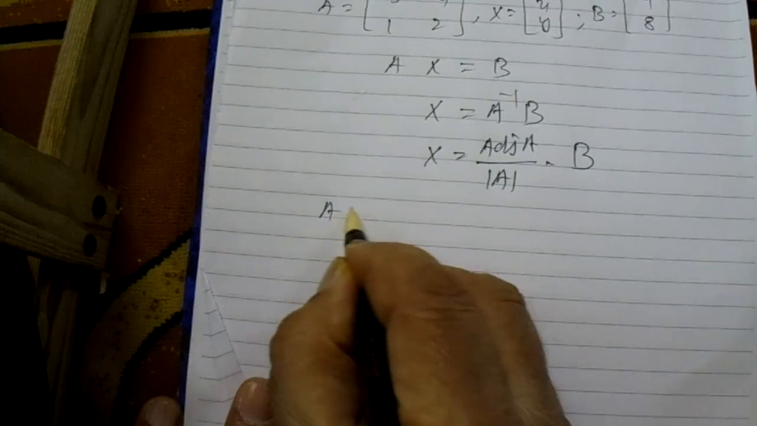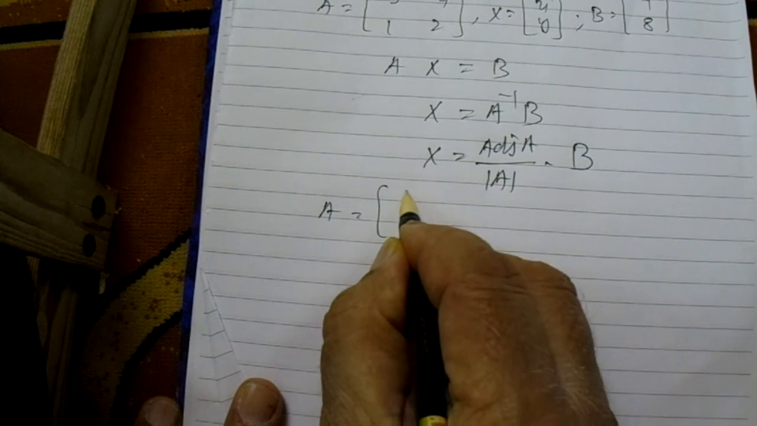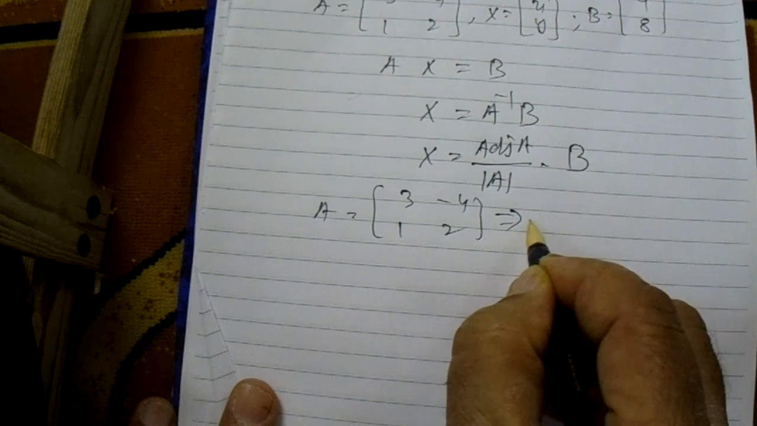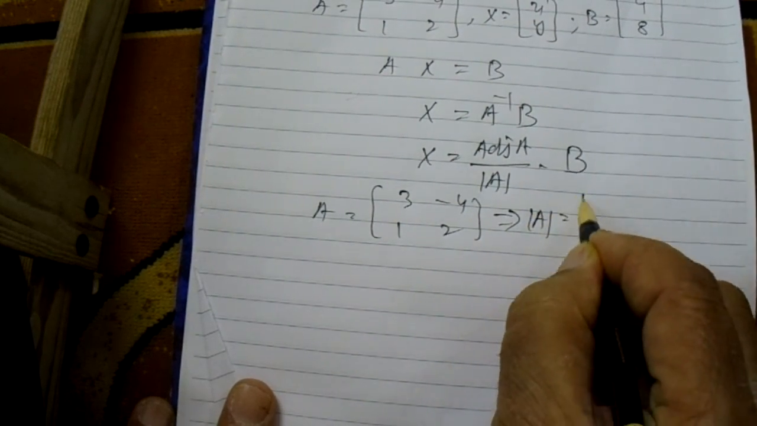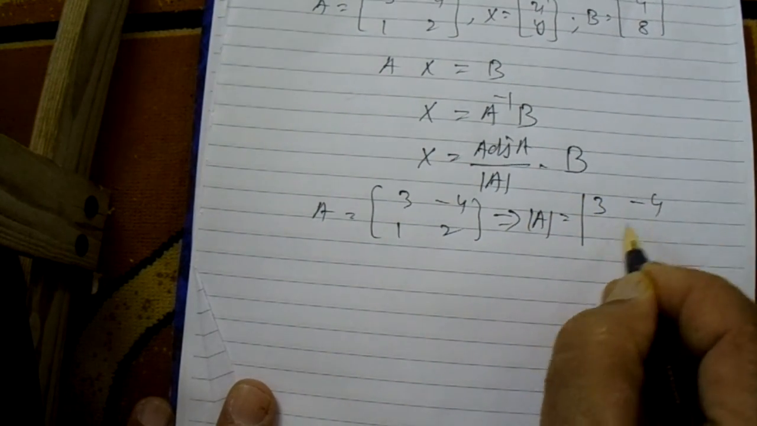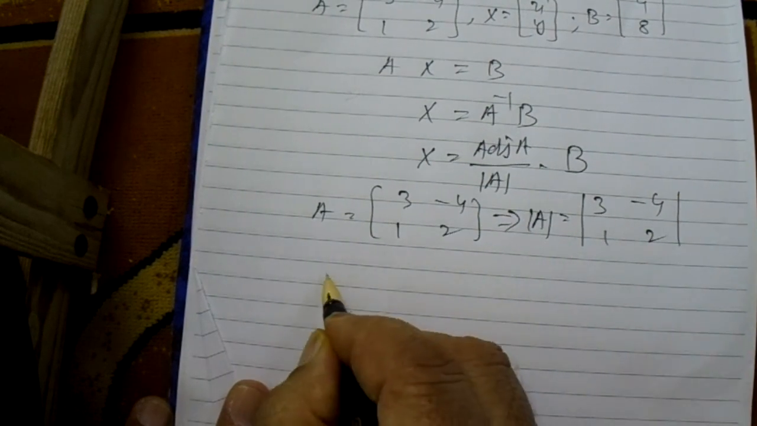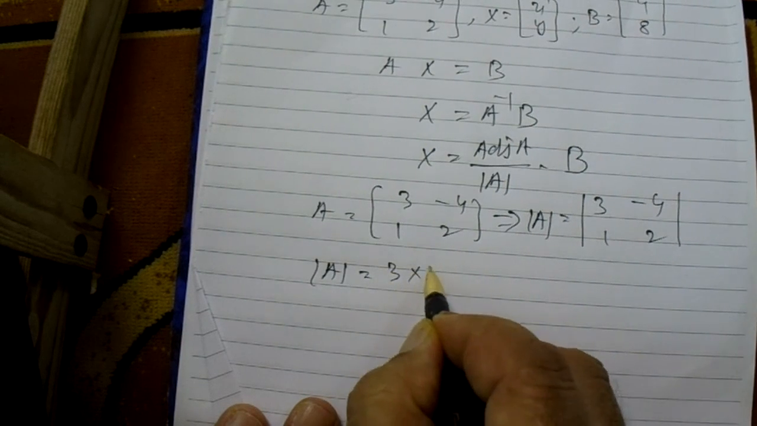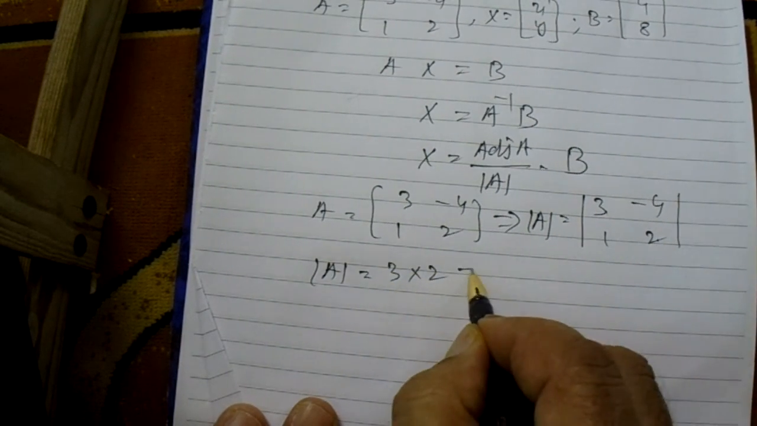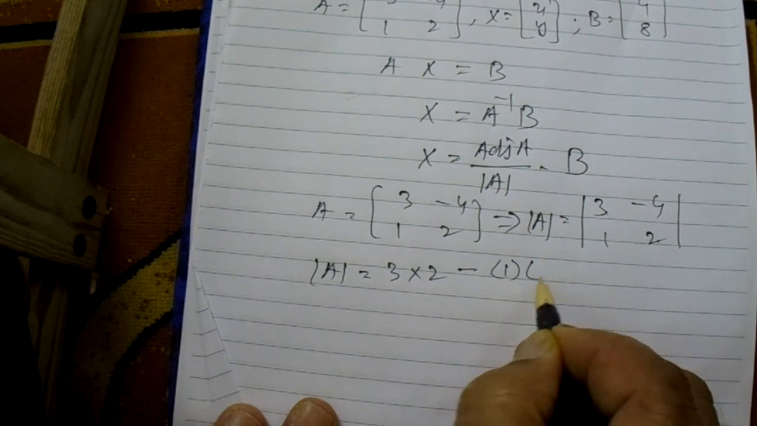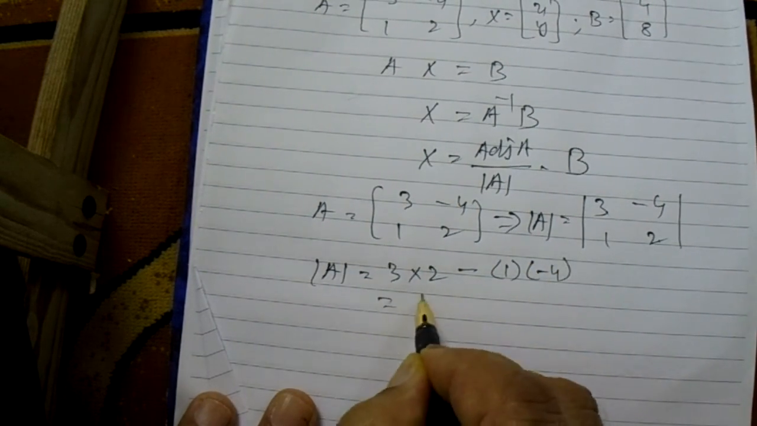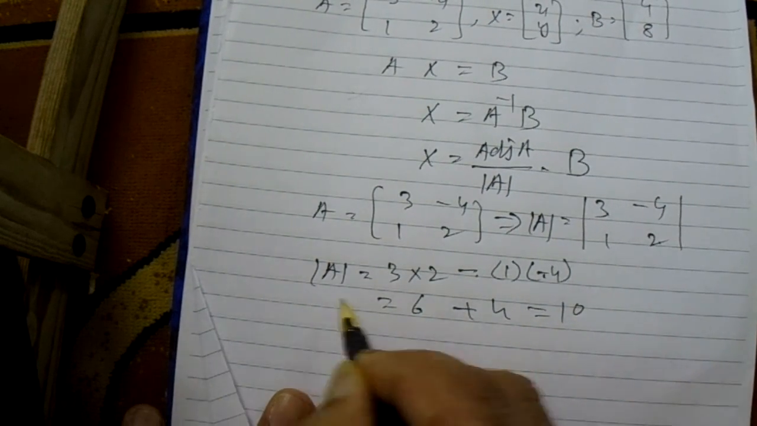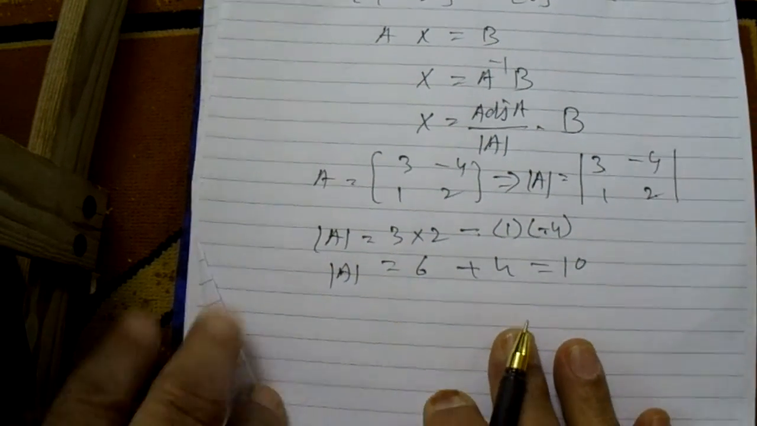Now we first find determinant A. We have the A matrix equal to 3 minus 4, 1, 2. Now we write determinant A is equal to 3 minus 4, 1, 2. Now determinant A is equal to 3 multiplied by 2 minus 1 into minus 4, which is equal to 6 plus 4. This minus 4 is equal to 10. Now determinant A is equal to 10.